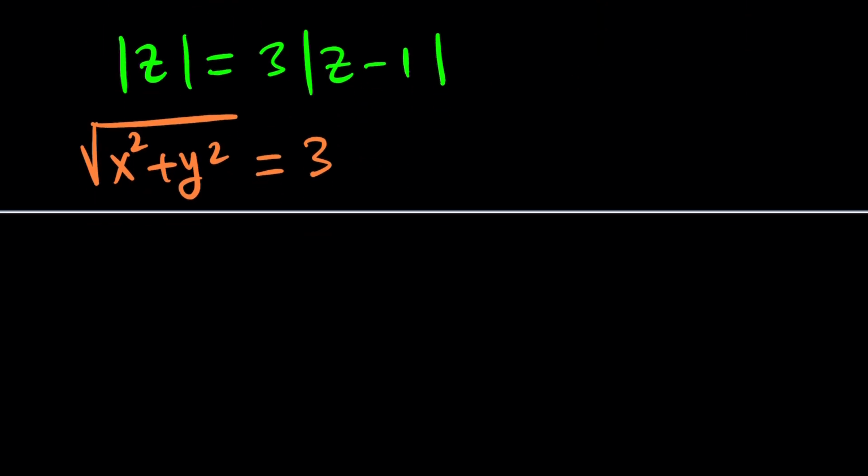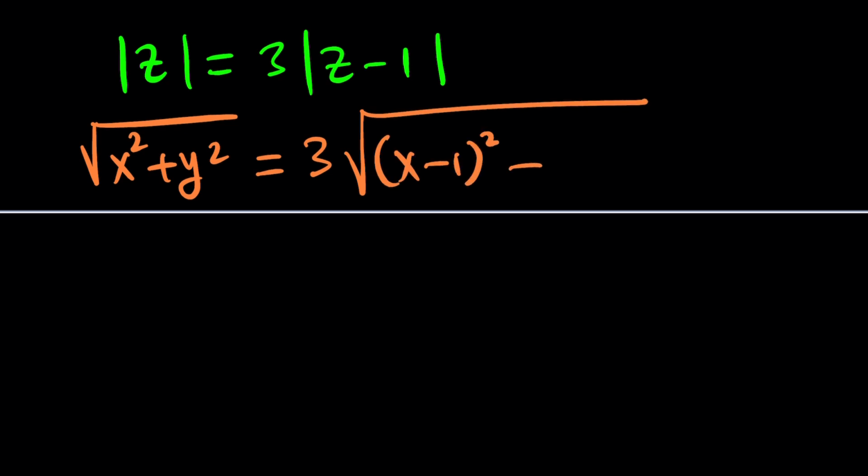If you remember, that was the square root of (x - 1)² + y², right? So we get this equation in terms of x and y, which is good. So we basically go from the complex world to the real world, because now this actually represents an equation in the real world as well. Because it is in the real world, but it's kind of like a two-dimensional world.